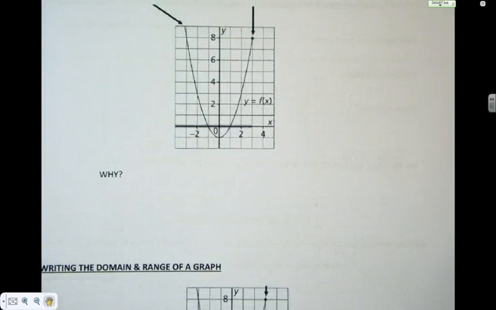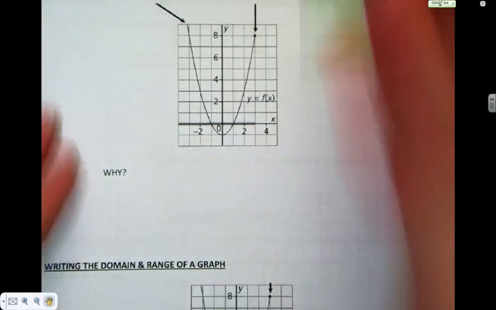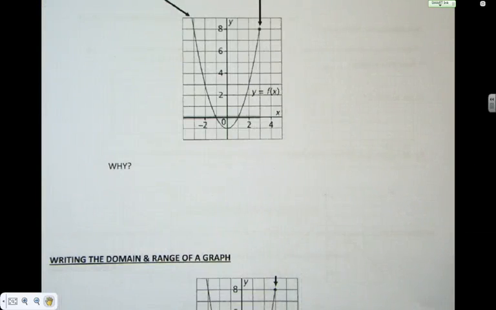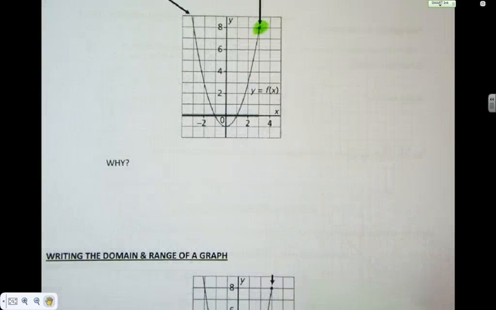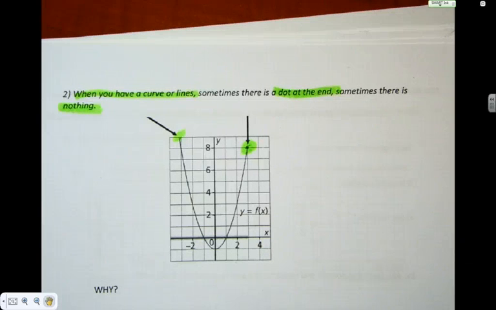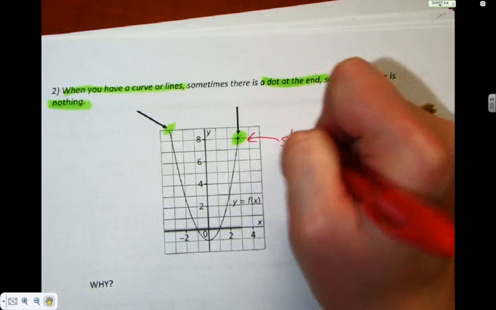The second thing you need to know about graphs is when you have curves or lines, sometimes there's a dot at the end and sometimes there's nothing. And so if you look at this one here, the right-hand side has a dot, left-hand side has nothing. You can't see what I highlighted there. There we go. So when you have a curve or lines, sometimes at the end there's nothing, sometimes there's a dot. Mathematically, that means a huge difference between the two. The dot means that this graph stops.